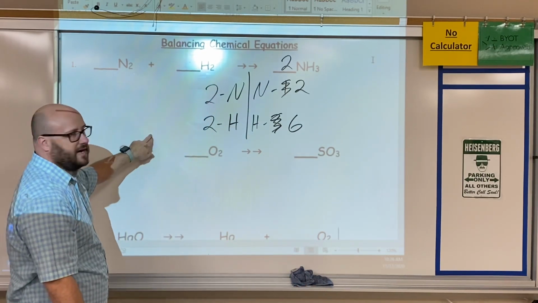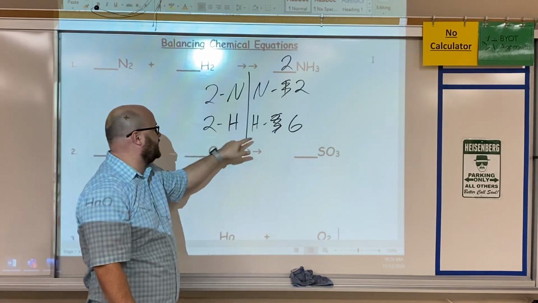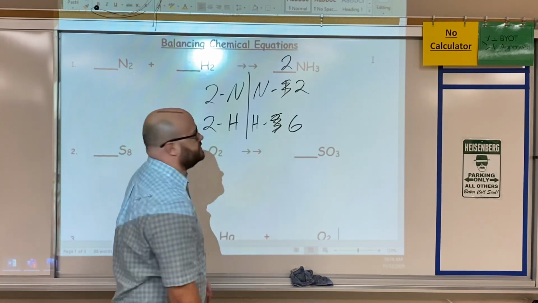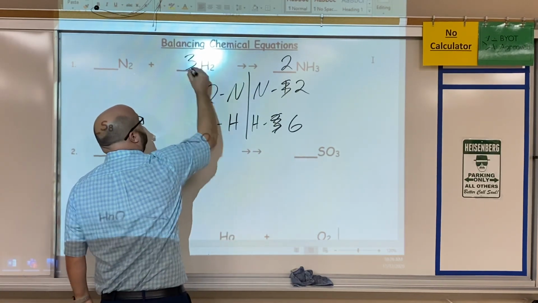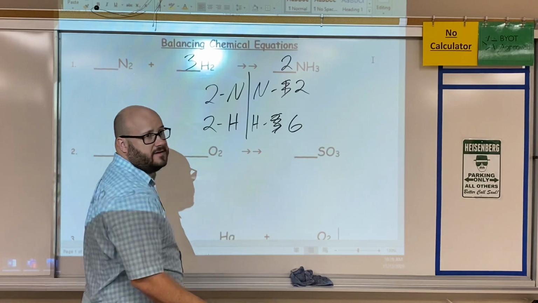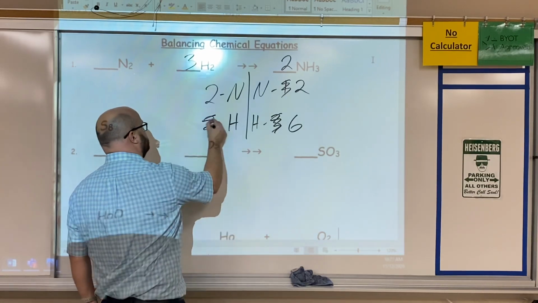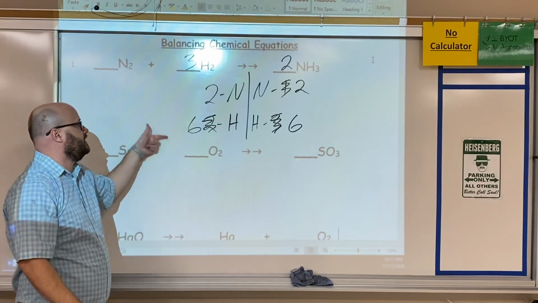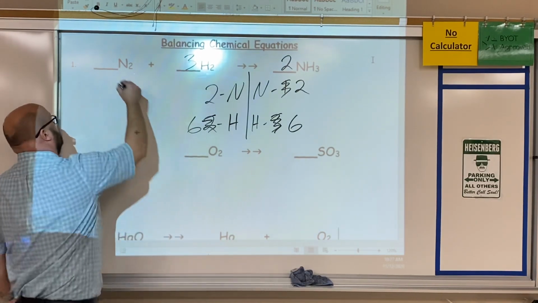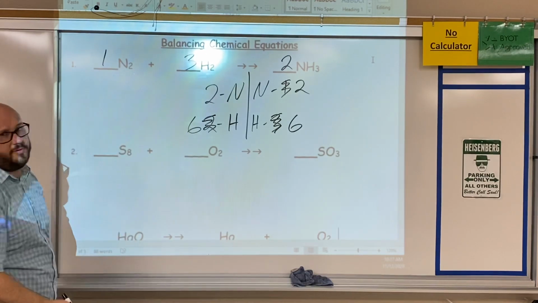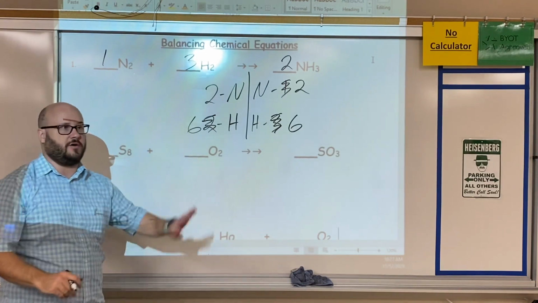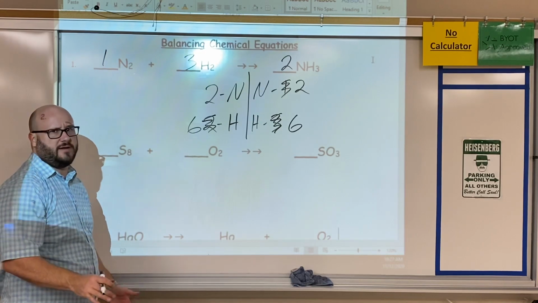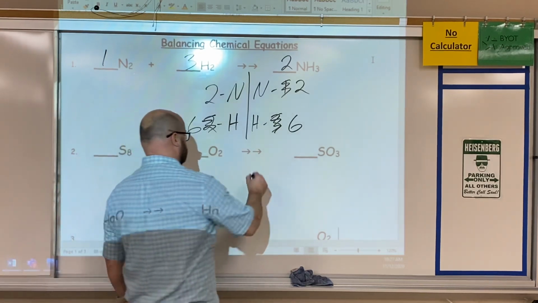Nitrogen's balanced, hydrogen's not, but can we make a diatomic hydrogen equal 6? Most certainly can, by doing that. We add a 3 in front of the H2, changes that hydrogen to 6. We've got 2 and 6 on both. And for a place marker, I will generally put a 1. So let me know that I'm done with this problem. Not too bad, right? Let's look at this one.